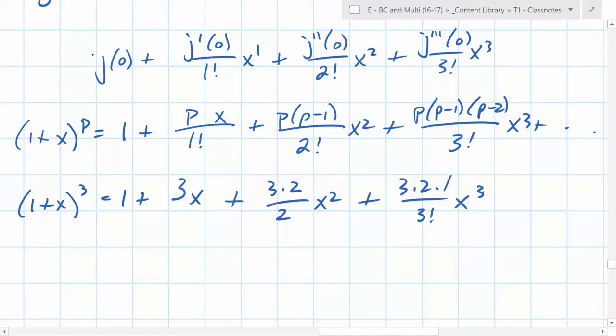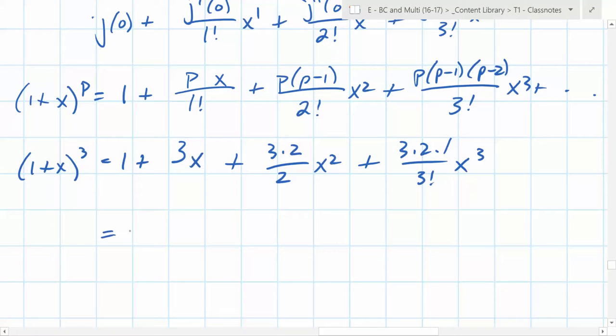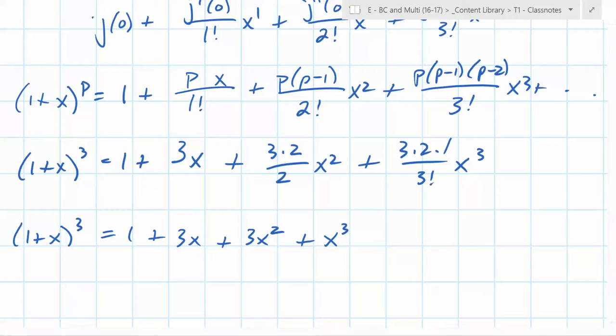Did I do that right? I think that's right. They don't all cancel. So what does it become? 1 plus 3x plus 3x squared plus x cubed. Look at that. Is that Pascal? It is Pascal's triangle. But the point is, we just used Taylor polynomials to run binomial expansions.